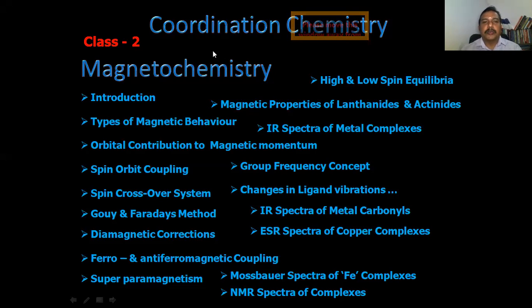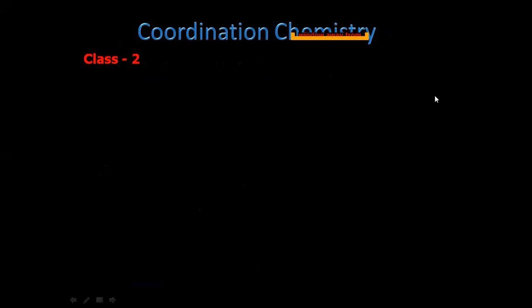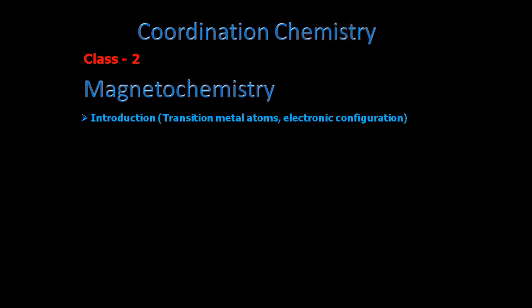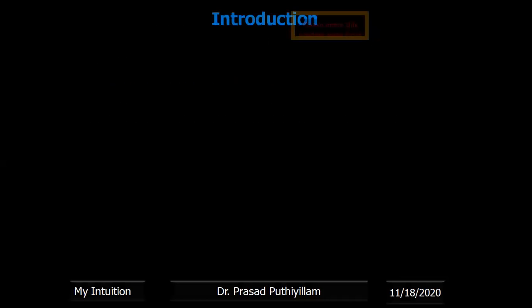My class number two on coordination chemistry. In class number one, I discussed the introduction to coordination complexes. This is class number two. Here I'll be explaining the transition metals, the 3d series, 4d series, all those things, and how to write the oxidation number, what the possible oxidation states are, and the electronic configuration of those possible oxidation states of transition metals. So, magnetochemistry, class number two: introduction to transition metal atoms, electronic configuration.